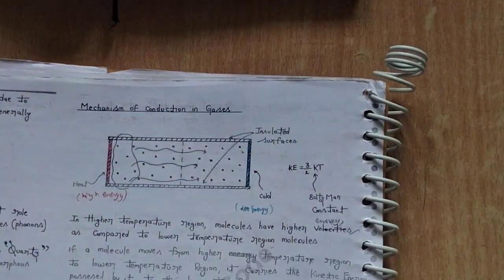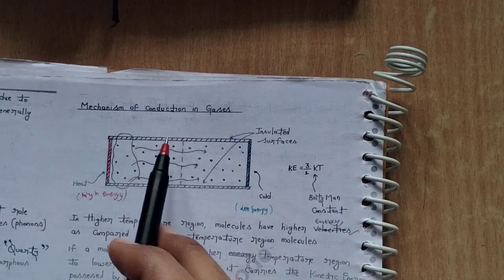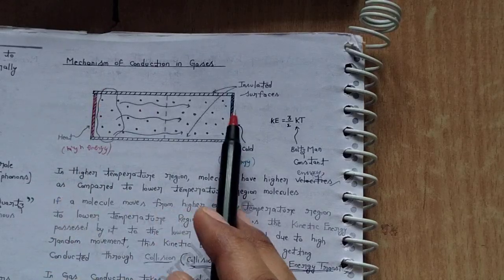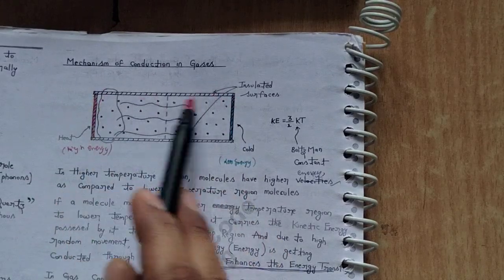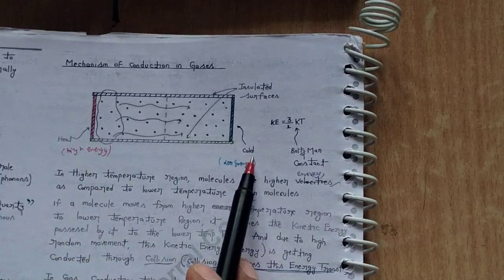So next, the mechanism of conduction in gases. Later on we will see conduction in liquids, now we look at gases. You can see this side will be higher energy and this side lower energy. The upper and bottom sides are insulated, so the higher energy will be transferred to the lower energy.